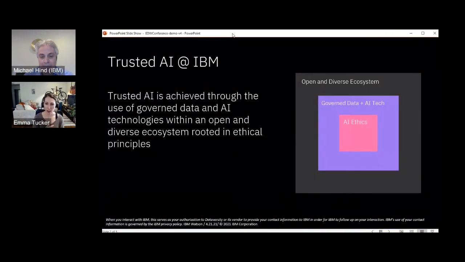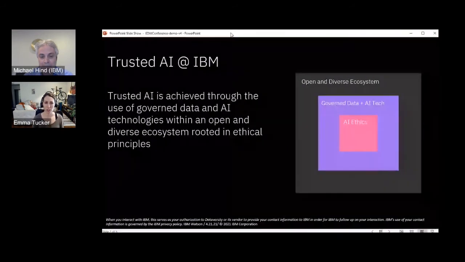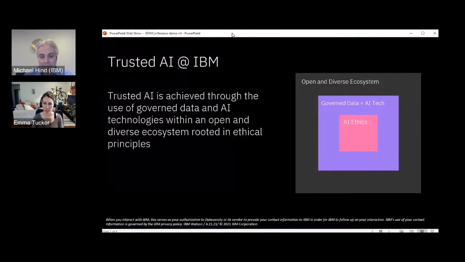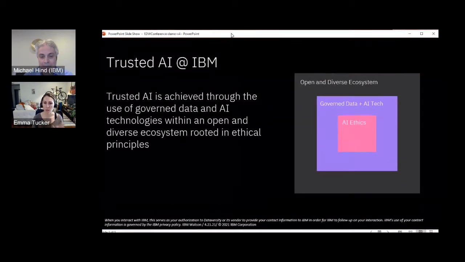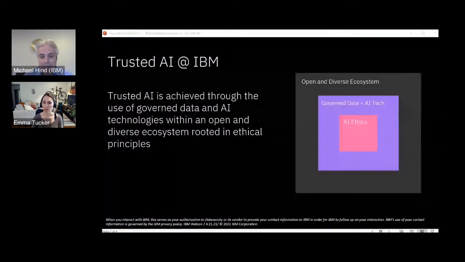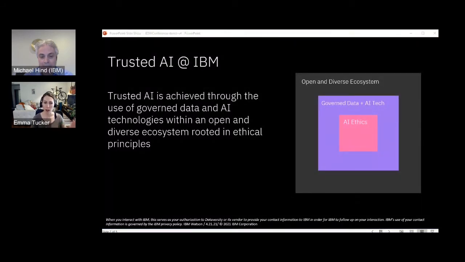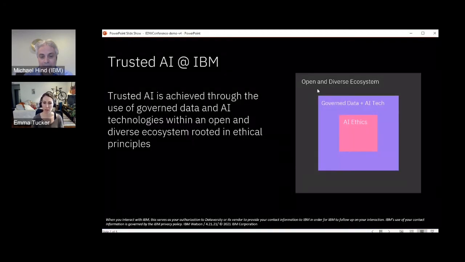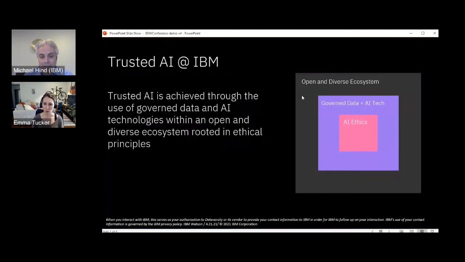I wanted to set us up a little with the IBM perspective around AI governance and trusted AI. We view the larger initiative as trusted AI. How do you trust the data you use and the AI that you build using that data? It has three components: understanding ethics and how you should build out your AI strategy, all of that surrounded by tooling and the technology that you use, and that's where my personal focus is, and also making sure you have an open source, diverse ecosystem of tools that you are using in order to accomplish governance.